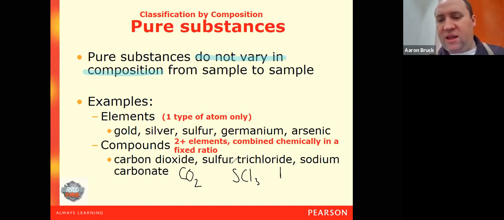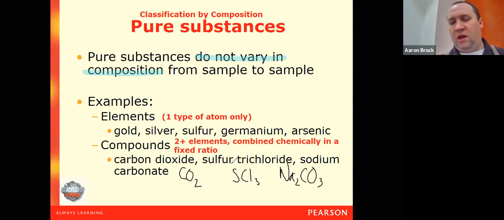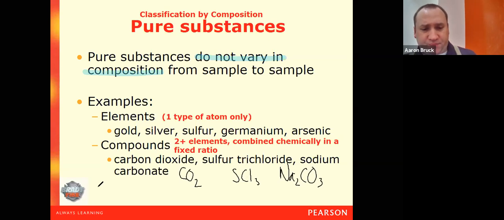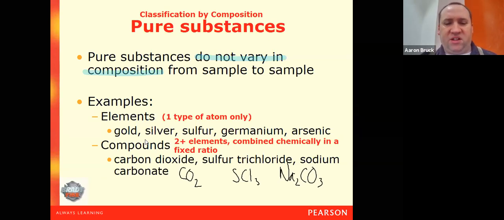Sodium carbonate, Na2CO3. Here I've got two sodiums, 1 carbon, 3 oxygens to make up this particular compound. So I can make compounds that have more than 2 elements in them. Sodium carbonate actually has 3 in it. A lot of organic molecules can have 4, 5, 6 different elements in them. And that's kind of on the low end. But the key here is that they do not vary in composition.